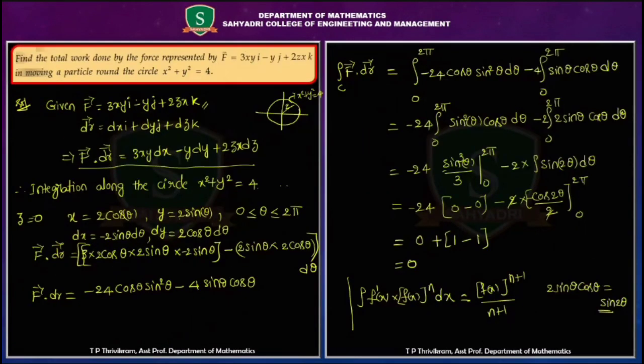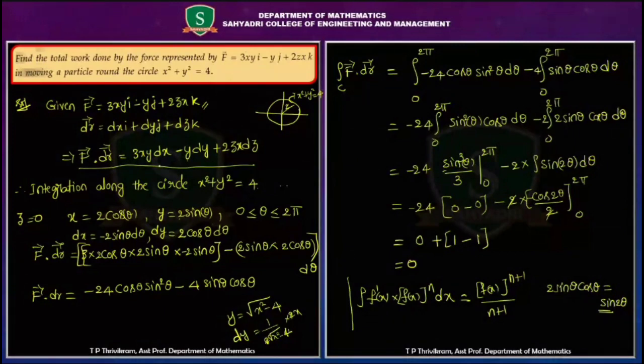But for this equation, we don't have such options here. If I want to convert y in terms of x, what I have to do? Y is equal to root of x square minus 4, you'll get. If I substitute this y value in this equation, I need to calculate this dy also, right? So differentiation of this will be 1 by 2 root x square minus 4 into 2x. So 2 gets cancelled, and you have to substitute y and dy values in f dot dr. If you substitute these two values here, the integration will be complicated.